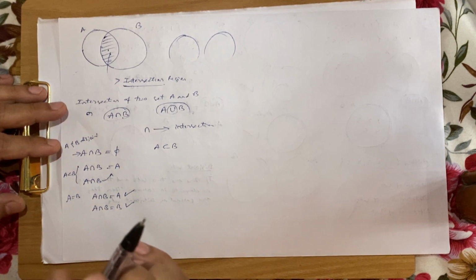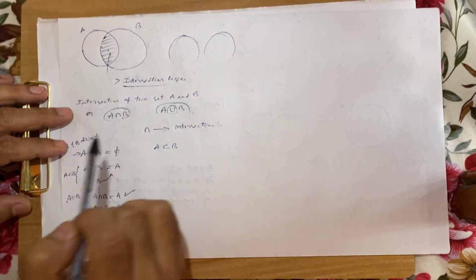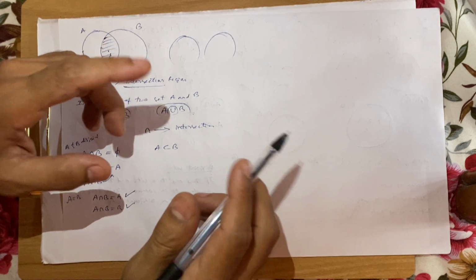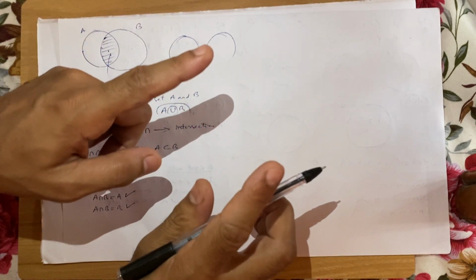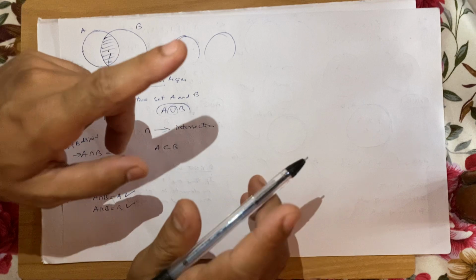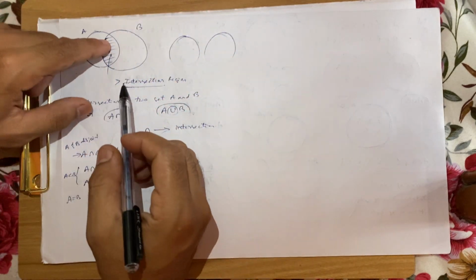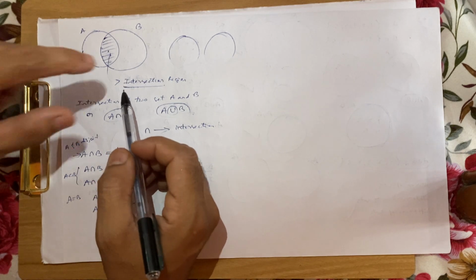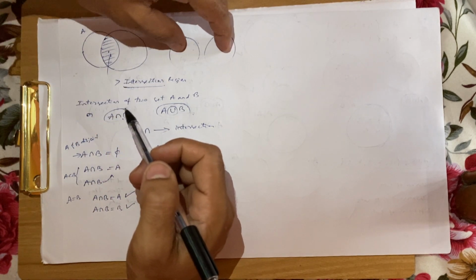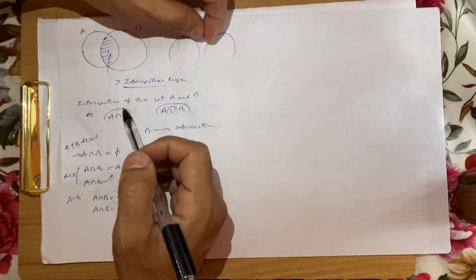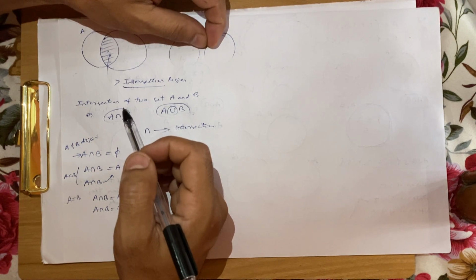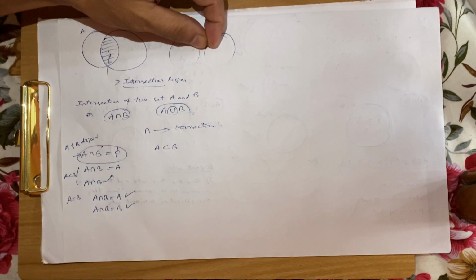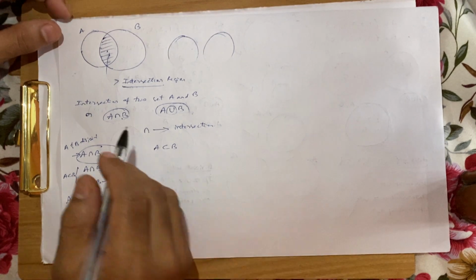Now I'll just give you a brief recap of intersection. Intersection of two sets means where there are some common elements between the two sets, and this common region is known as the intersection region. And that is why if we are talking about two disjoint sets, they will never touch each other, or they will have no common region. So intersection of two disjoint sets is always a null set, meaning no elements.